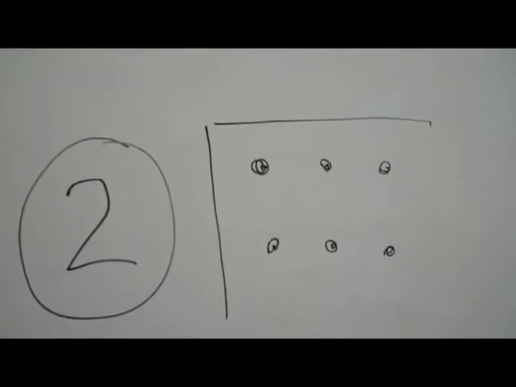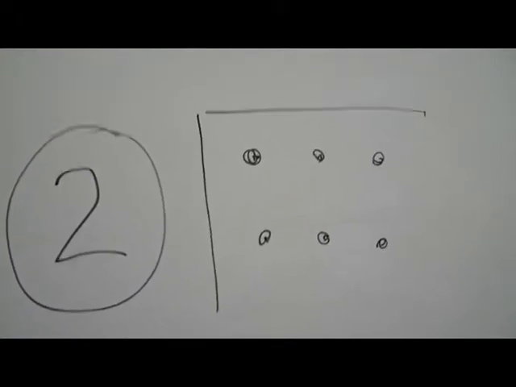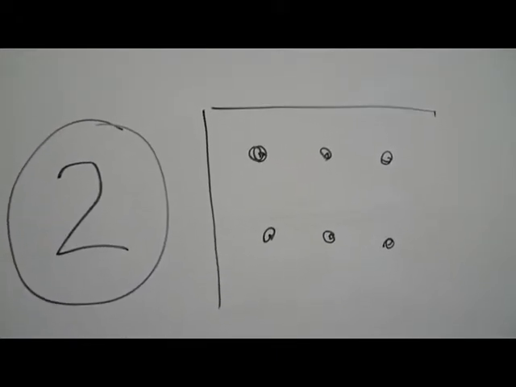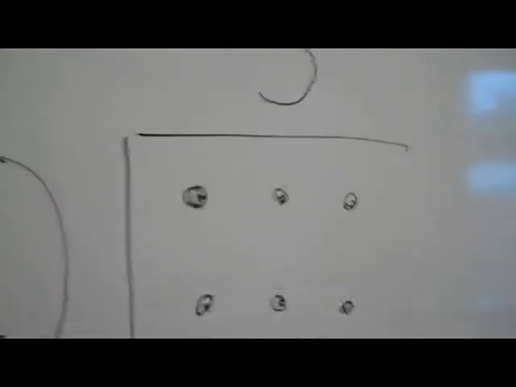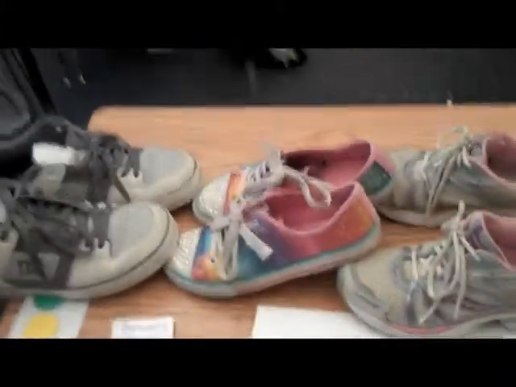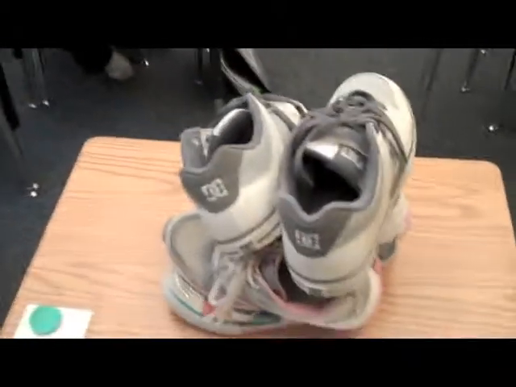Okay, so how many pairs of shoes can we make? 3. We can make 3 pairs of shoes. So I'm going to put a 3 up here. Okay, now here's the checking part. Going back to the shoes. We've got 6 shoes. How many pairs can we make? 3. 3 pairs of shoes right there.